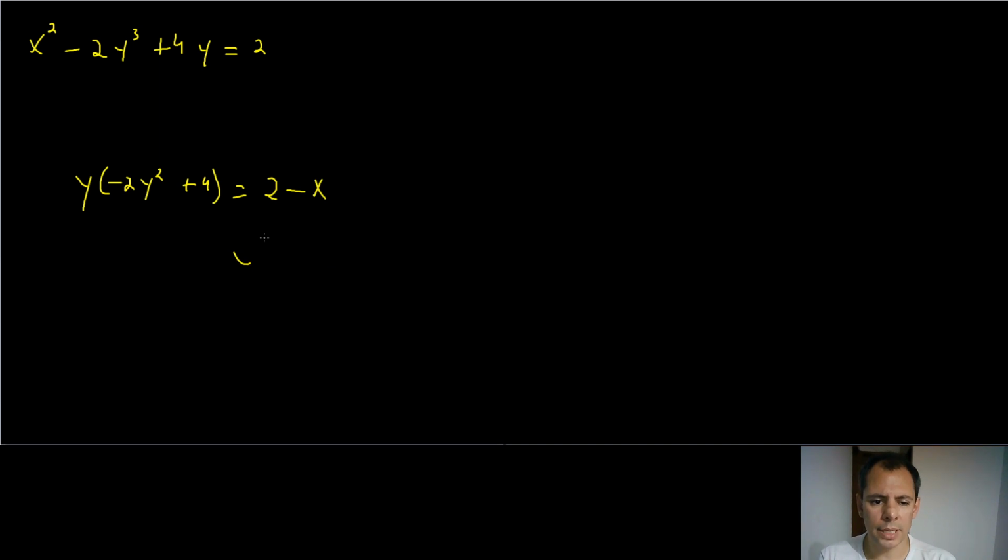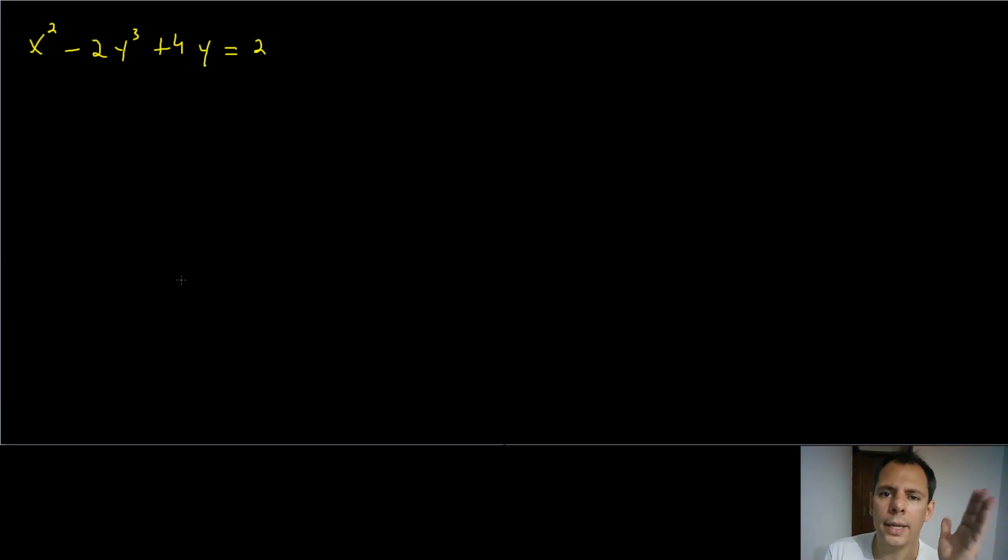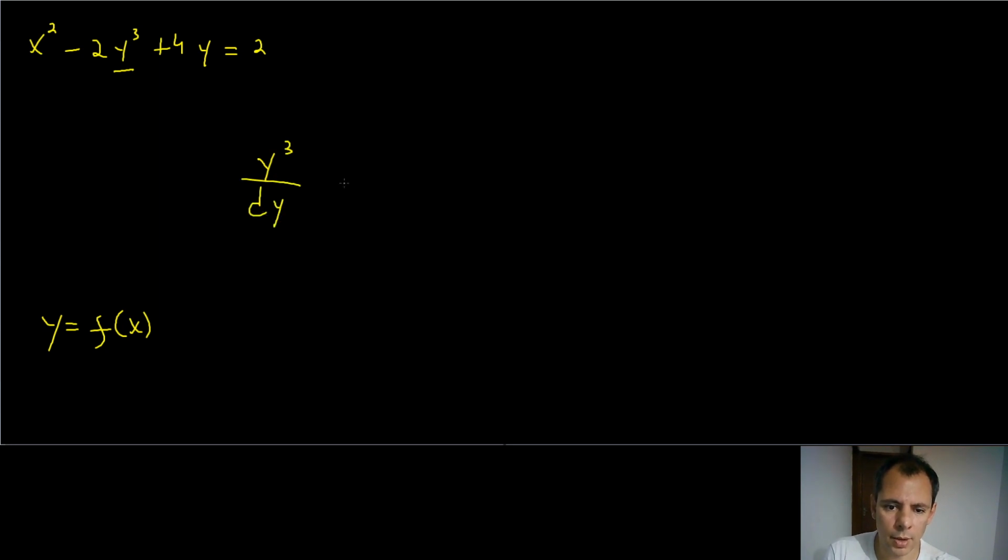So how do you implicitly differentiate this? The exercise has to tell you y is a function of x. Knowing that, you can differentiate with respect to y and then y with respect to x. For example, this y cubed: I'm going to differentiate it with respect to y, and differentiate y with respect to x. That's what I'm going to do. So here we go.